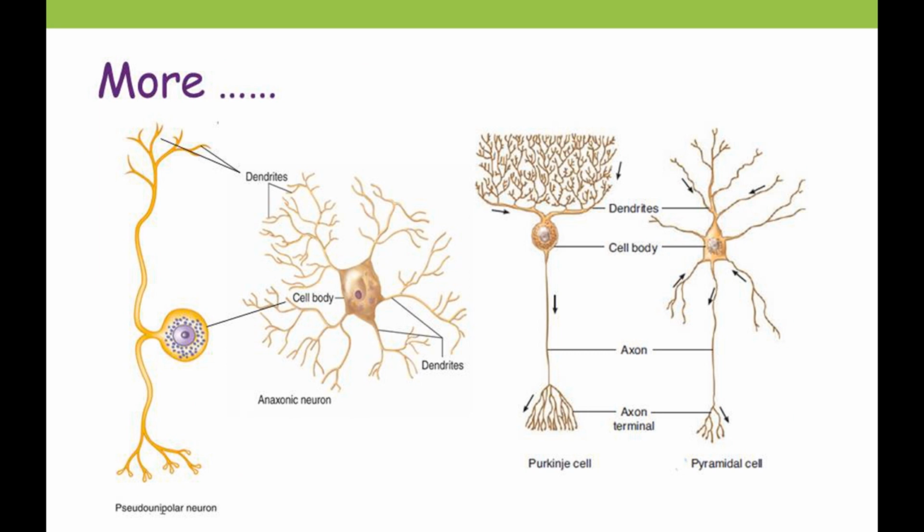So these are the normal types of structural differences, but there are some special characteristics of specialized neurons. One example is a pseudo unipolar neuron. It's called pseudo because it's false. It looks like it's a unipolar neuron, but it actually has more than one extension from the cell body.